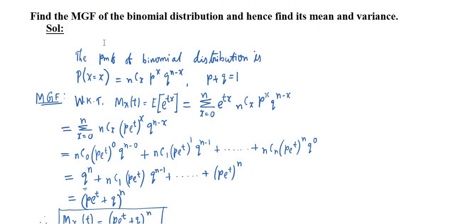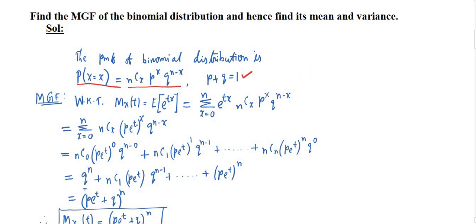Solution. First, let me define the probability mass function of binomial distribution. That is, P of capital X equal to small x is nCx p^x q^(n-x), where the total probability p plus q is equal to 1.